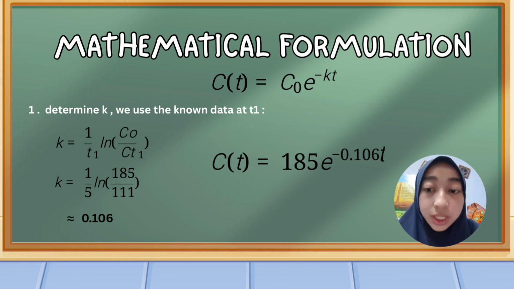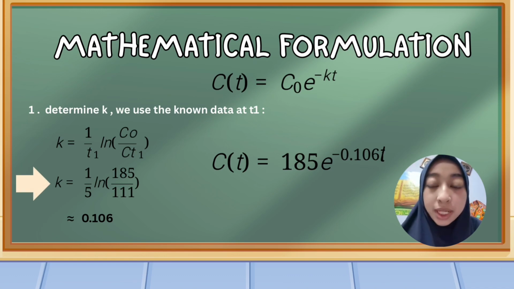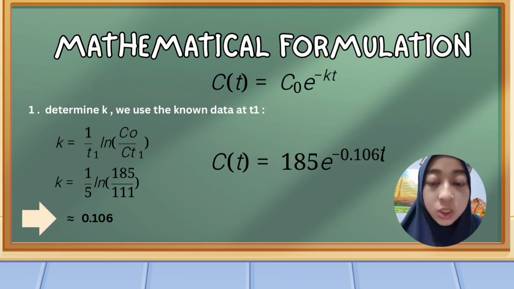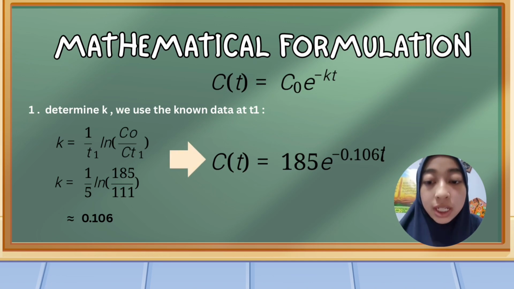The pollutant concentration follows the exponential decay model. So we get C(t) equal to C0 e to the power negative kt. To determine the decay constant k, we use the known data at t equal to 5 hours. So substitute the given data, and we get k is equal to 1 over 5 multiplied by the ln of 185 divided by 111. So after calculation, the value of k is approximately 0.106. Therefore, the concentration function becomes C(t) equal to 185 e to the power negative 0.106t. So this equation can now be used to predict the pollutant concentration at any time.